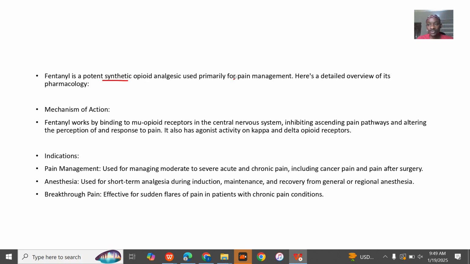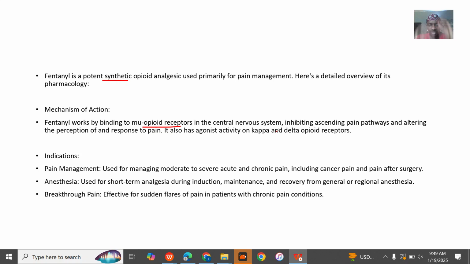So it's primarily used for what? Pain management. Alright. So let's look at the overview of its pharmacology. So how does it work? It binds to the mu-opioid receptors in the central nervous system. This will now inhibit what? Ascending pain pathways. It will now alter the perception of or your response to pain.